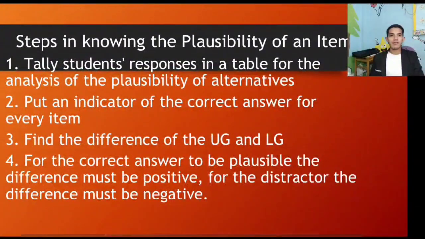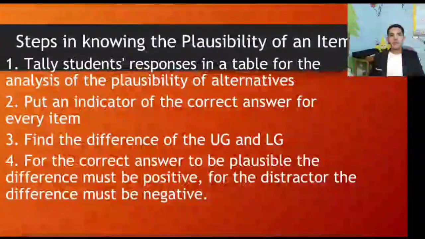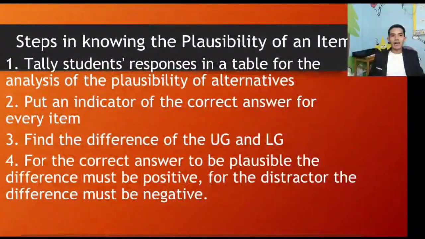So, we have the steps in knowing the plausibility of an item. First thing that you have to do is to tally students' responses in a table for analysis of the plausibility of alternatives. Second, put an indicator of the correct answer for every item. You can choose whatever you want it to be. You can use an asterisk, you can encircle the correct answer, you can make a line for that correct answer, or bilugan mo yung sagot na tama, basta bahala ka kung matatandaan mo yung tamang sagot.